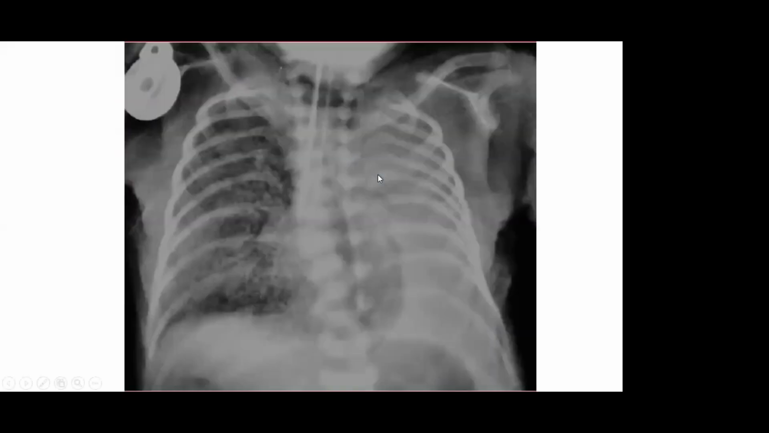Okay, what is this? Okay, this is an X-ray of pneumomediastinum. Okay, this is... so I'll give you 3 seconds for each diagnosis. Be fast in your typing.